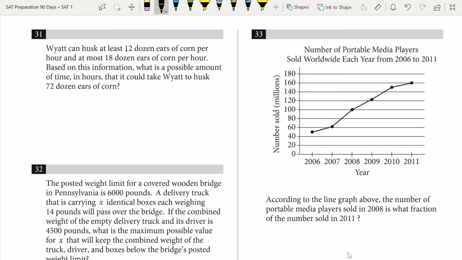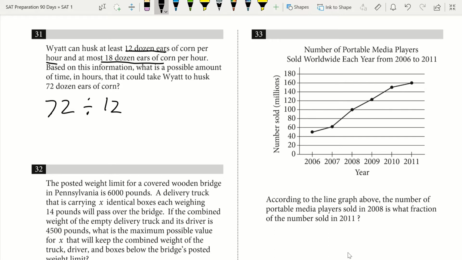Okay, Wyatt can husk at least 12 dozen ears of corn per hour and at most 18 dozen ears of corn per hour. Based on this information, what's the possible amount of time in hours it could take Wyatt to husk 72 dozen ears of corn? Well, that's going to be 72 dozen ears of corn divided by the rate at which he's doing it, which in this case is any number. It can be anything from 12 to 18.